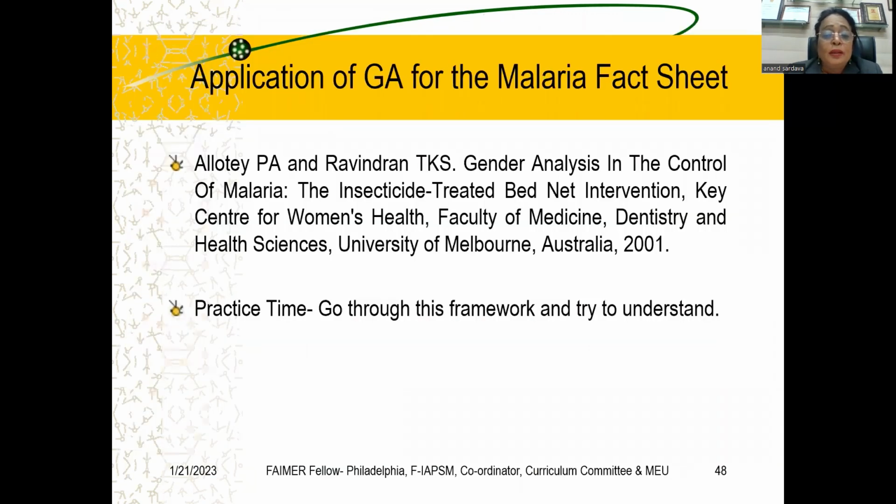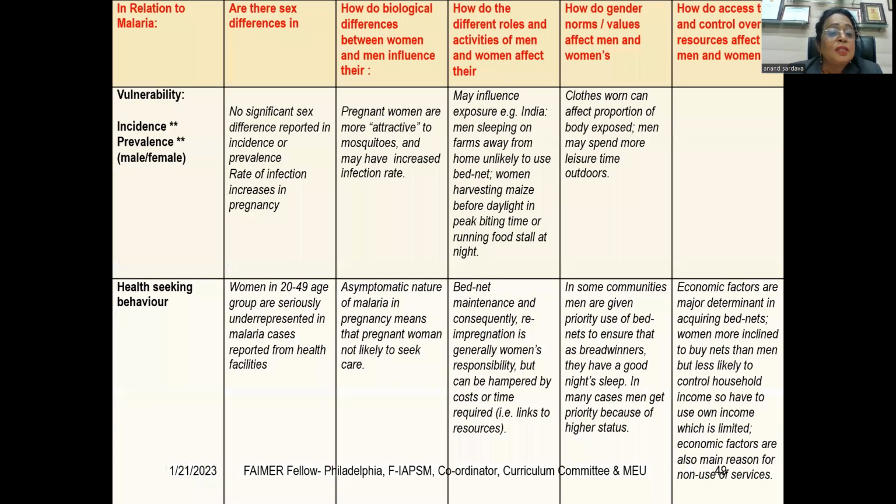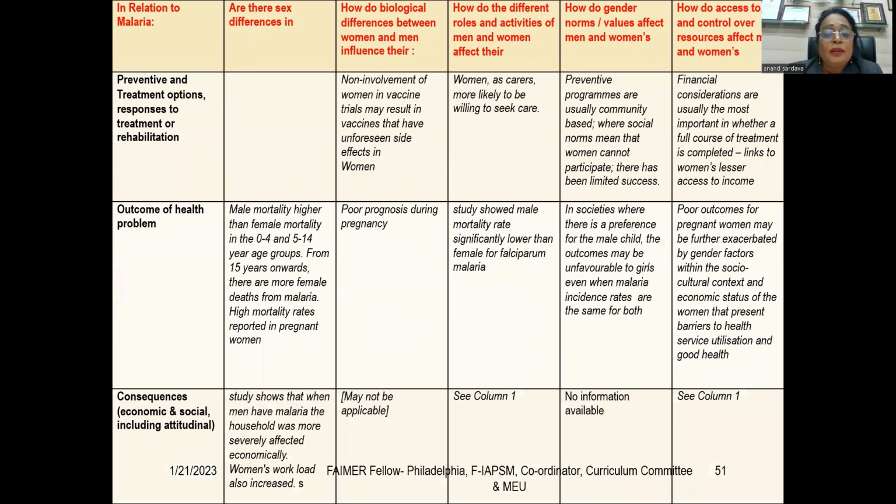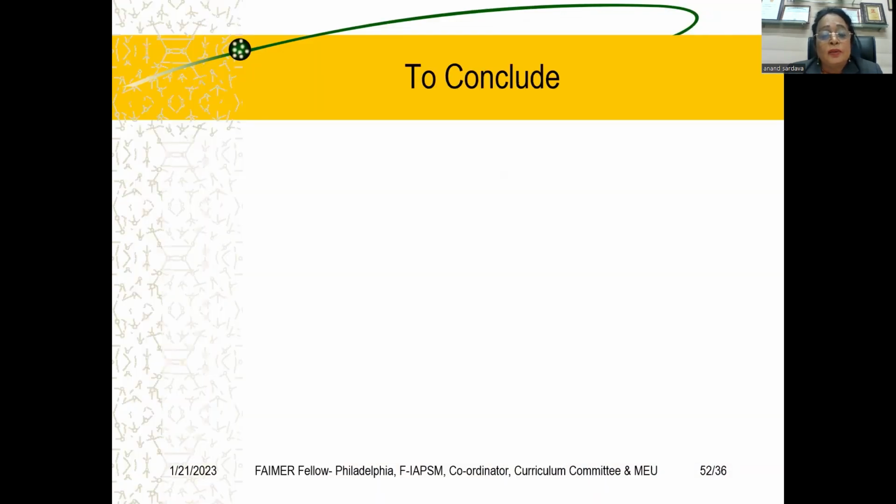I'm giving you another study here as homework. This is a study on gender analysis in control of malaria, where insecticide treated bed nets was the intervention. I have already filled the framework for the malaria aspect also. You just go through the framework and find out how this was filled up. And if you are interested, you can download the study also.